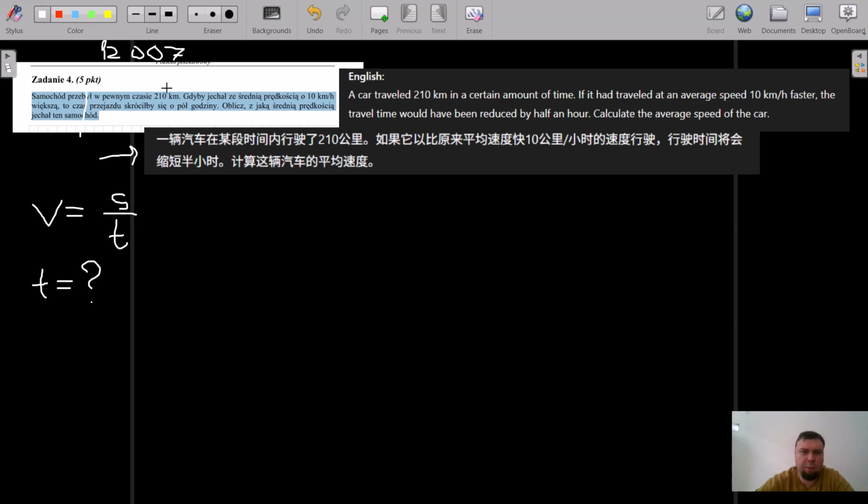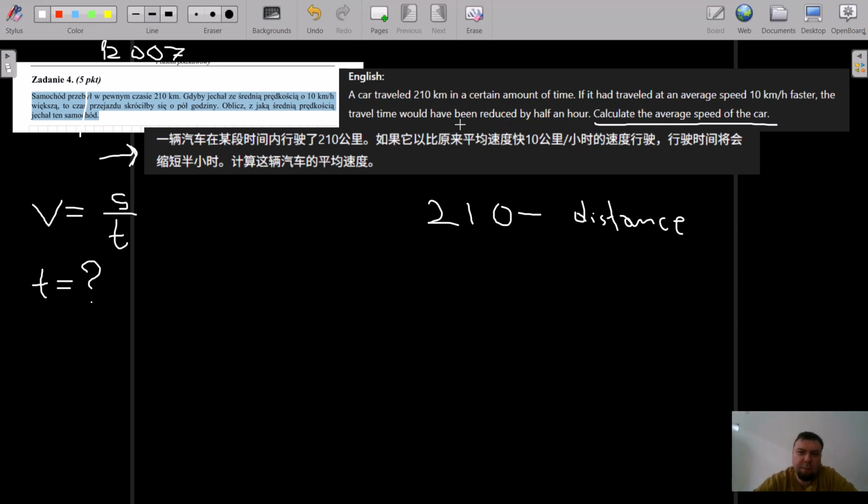The Matura high school exam in Poland is similar to the Gaokao test in China, which will determine if you go to university or not. So this example here, you can read it in Chinese, in English. A car traveled 210 kilometers in a certain amount of time. So you can say that 210 is the distance. If it had traveled at an average speed 10 kilometers faster, the travel time would have been reduced by half an hour. Calculate the average speed of the car.